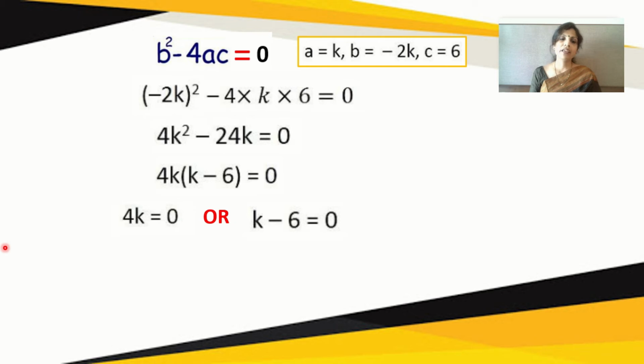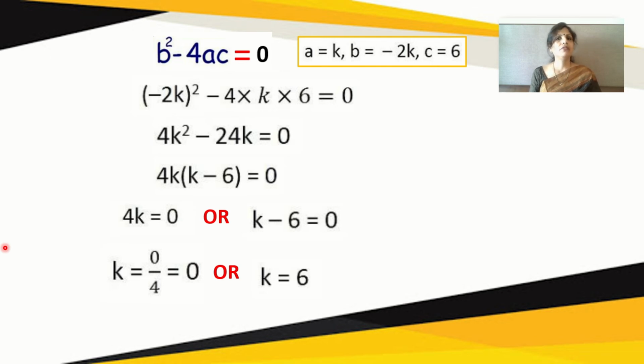We get either k is equal to 0 or k is equal to 6. But now the question is, for the given quadratic equation, which value of k will we take? So we need to check whether we should take k is equal to 0 as the correct value or k is equal to 6 as the correct value. Let's check that.